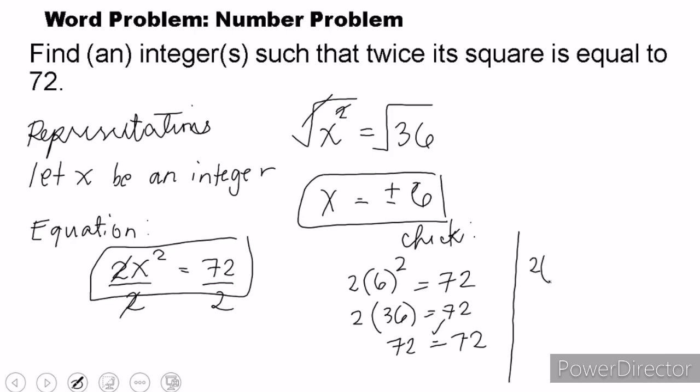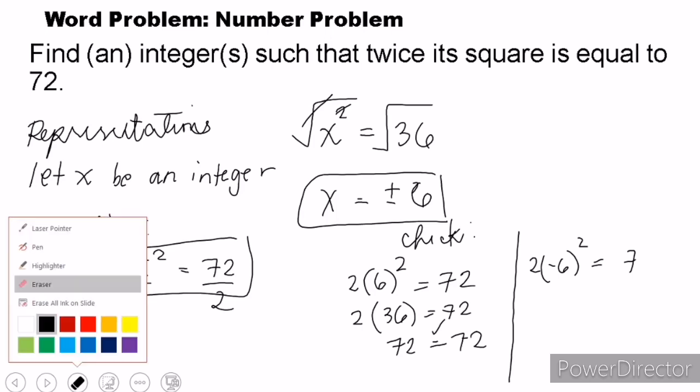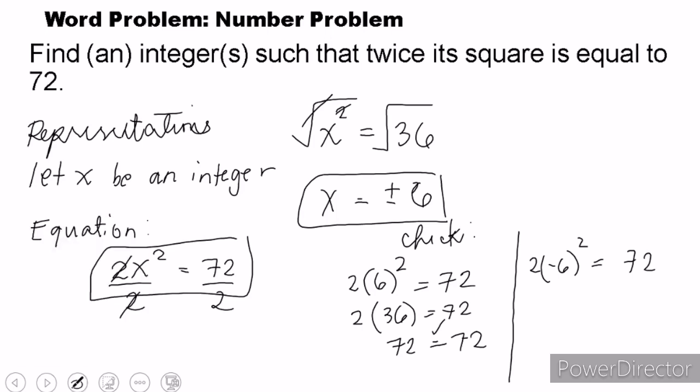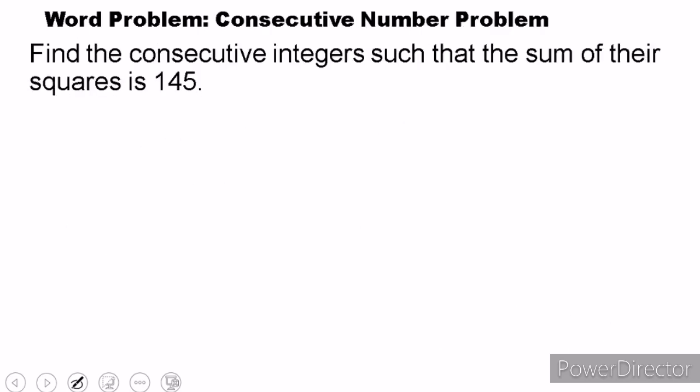How about negative 6? So, 2 times negative 6 squared equals positive 72. Negative 6 squared is positive 36 equals 72. 2 times 36 is 72 equals 72. So, tama. Equal siya. Okay. Let's proceed dun sa ating another problem.